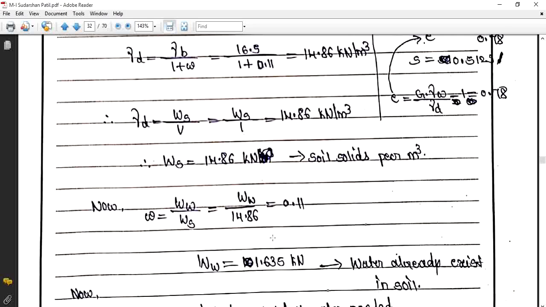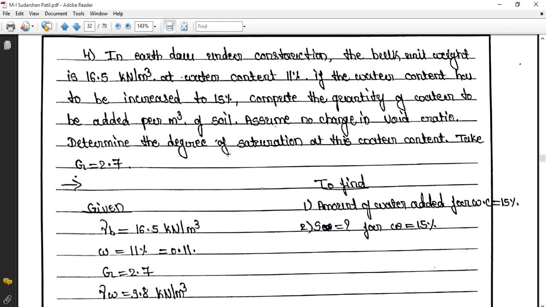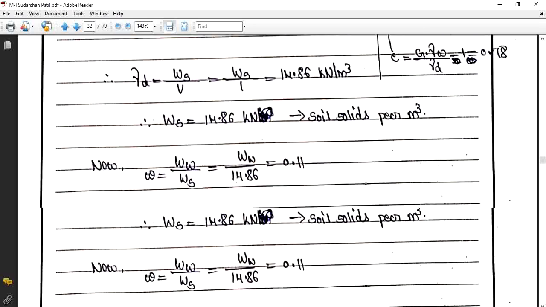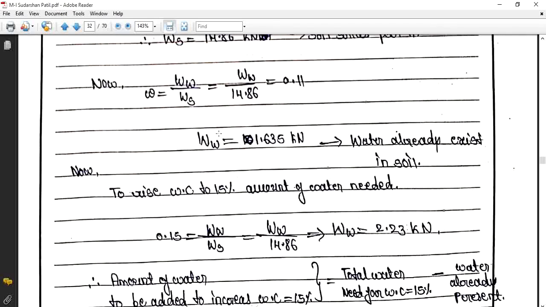This much amount of water already exists in the soil, because you can see that initially the water content is 11%. That means this much weight of water is present in the soil already. To raise the water content to 15%, we need to find out the amount of water needed. So for 15%, what is the total amount of water? At 11% this much amount of water is required, for 15% this much amount of water is required.